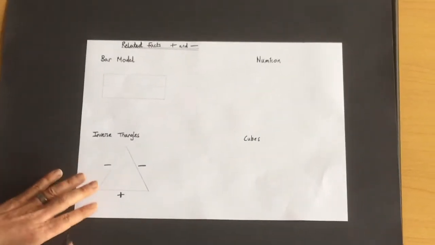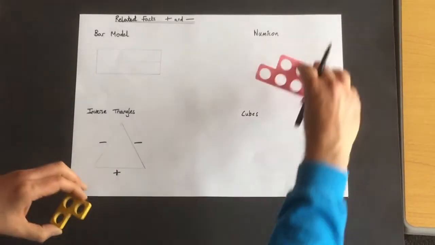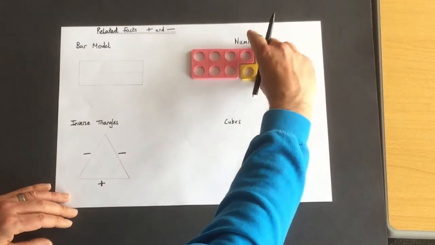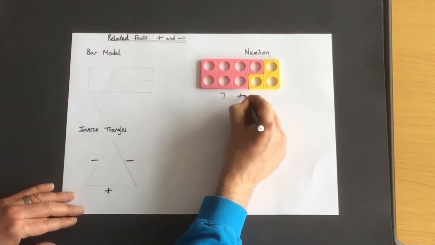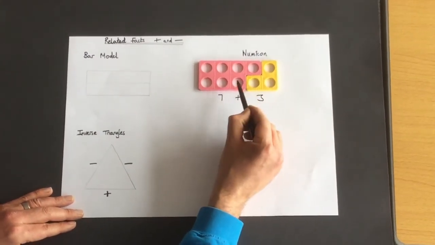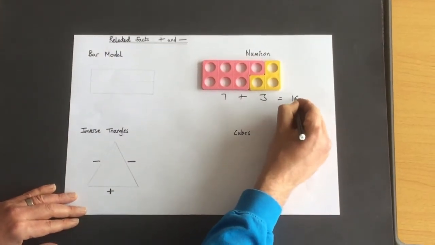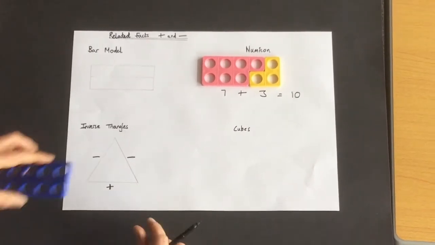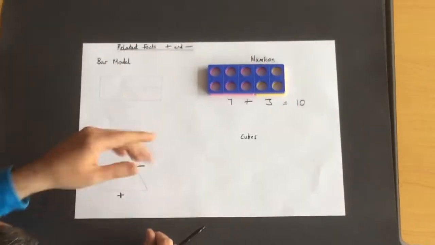So let's start off with our first image, which is, I'm going to use the Numicon here. So here, I've got a 7 plate there, and I'm going to put the 3 plate with it, and so we can write that 7 plus 3. If we top that up, we've got 1, 2, 3, 4, 5, 6, 7, 8, 9 and 10 equals a 10, and I'll just grab myself a 10 plate so you can see. So there's the 7 add 3, and we just put the 10 on top. You can see that they're the same.